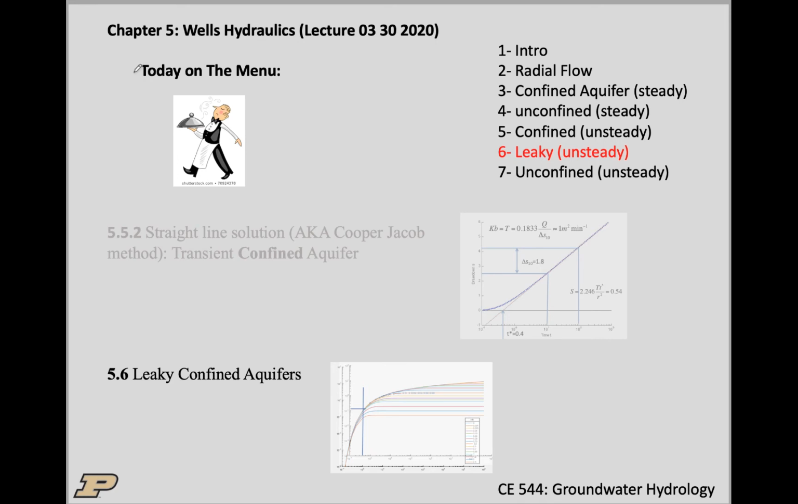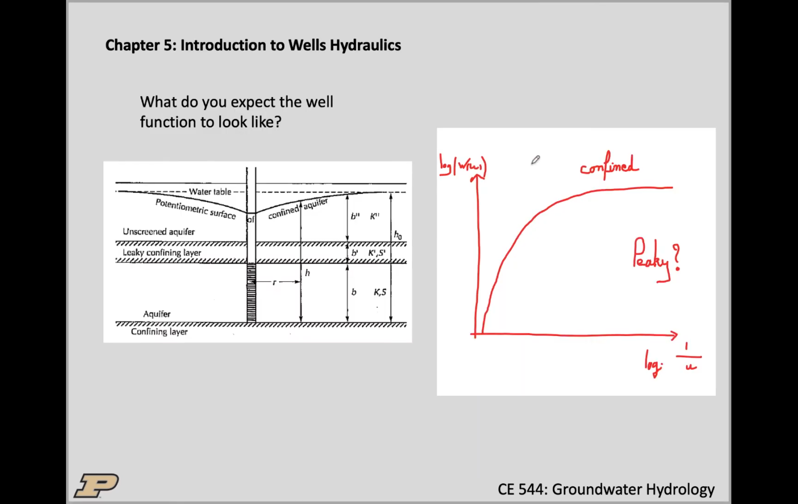Okay, so this was the introduction for the straight line method. Now I want to talk about the leaky transient data for a minute. So the first question is, what do we expect? Again, this is from chapter 4, from the flow lectures. We have a leaky confined aquifer.